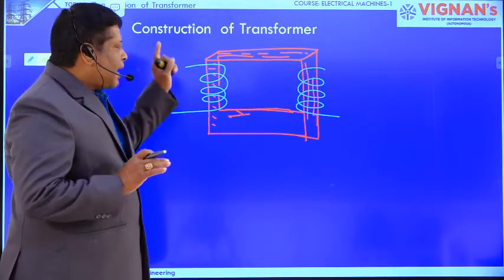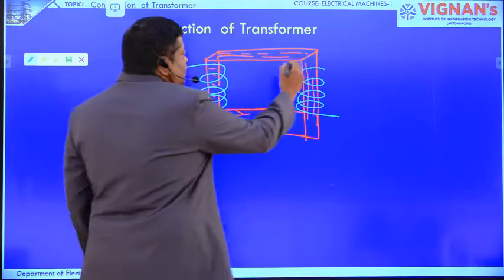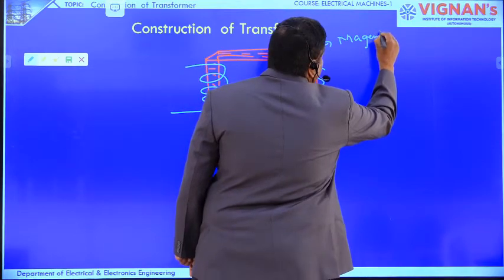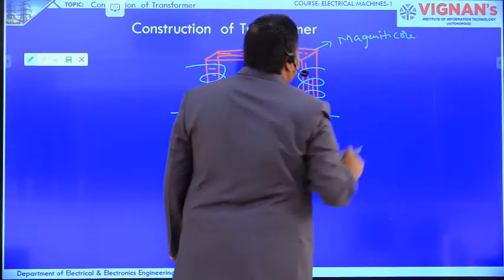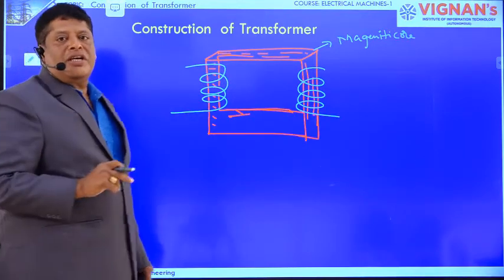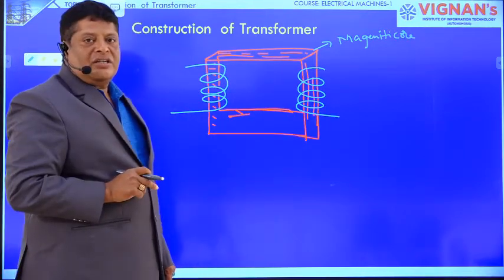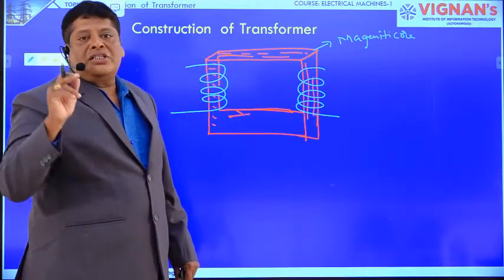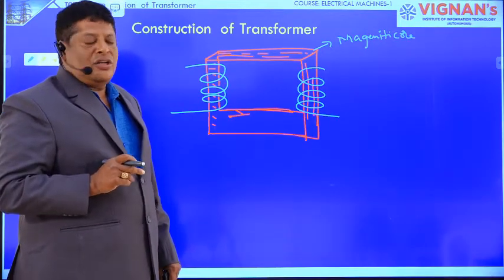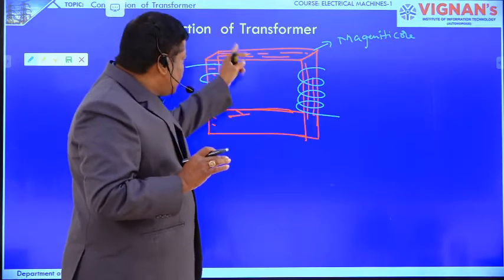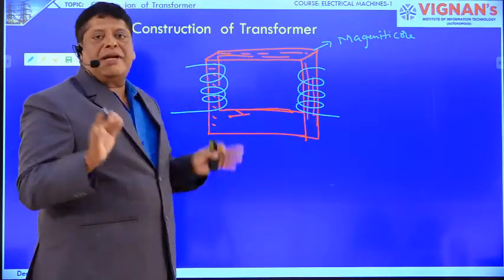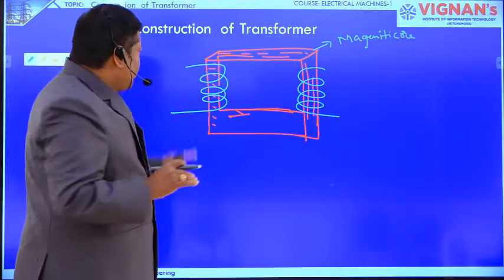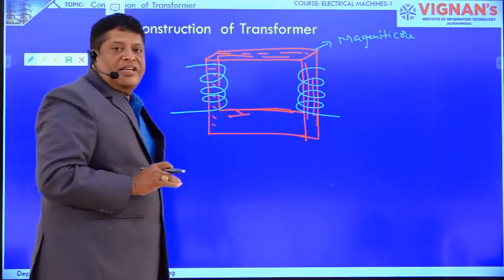Transformer has a magnetic core. In this case, this is the magnetic core, which is a laminated body to reduce the eddy current losses. Again, this body is made of silicon steel to reduce the hysteresis losses. So overall, to reduce the iron losses in a core, it is made of silicon steel. The body is laminated. Here one coil is there. Here one more coil is there.